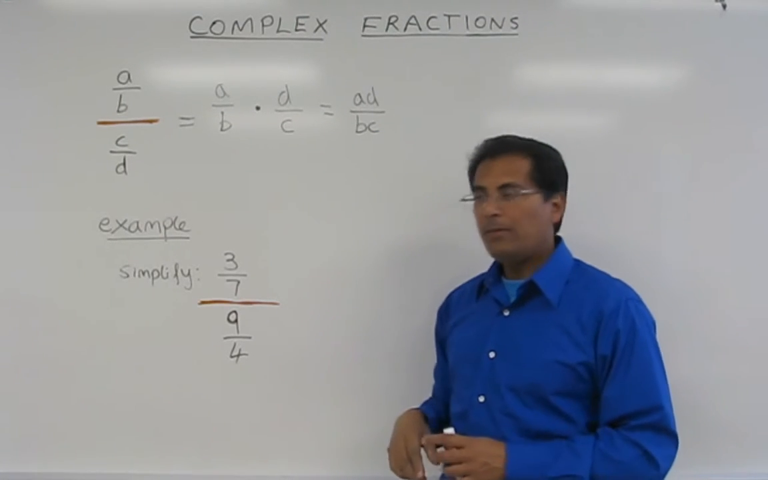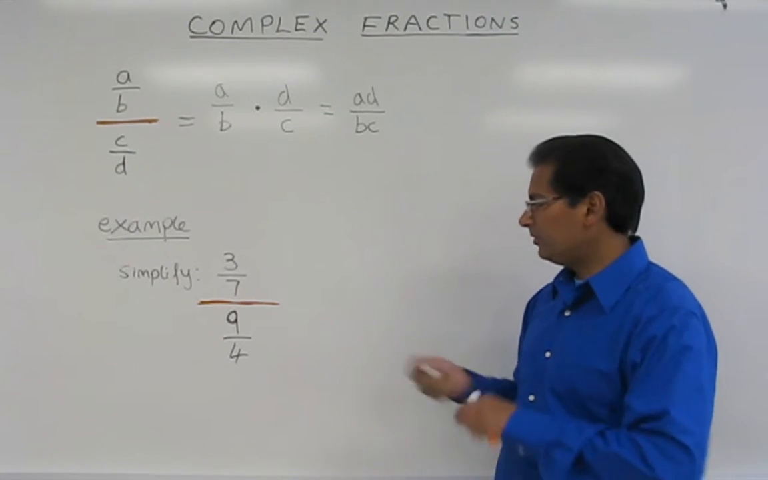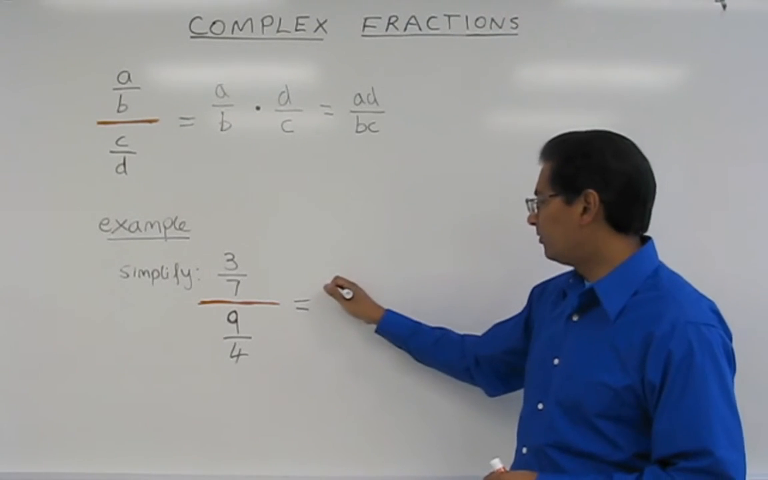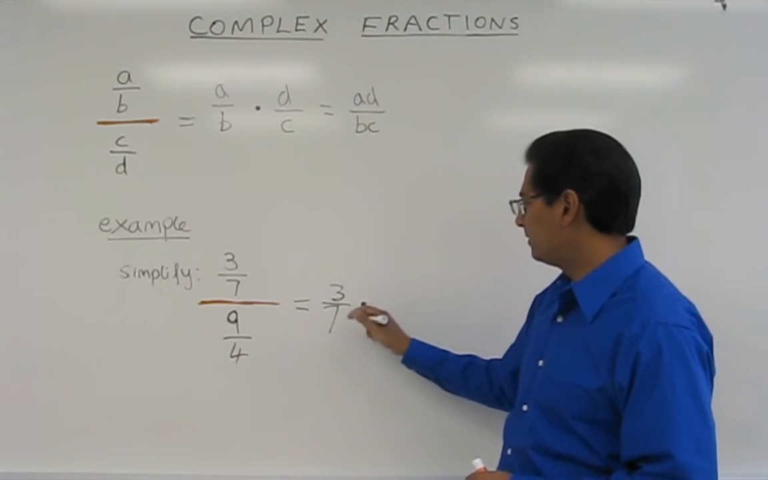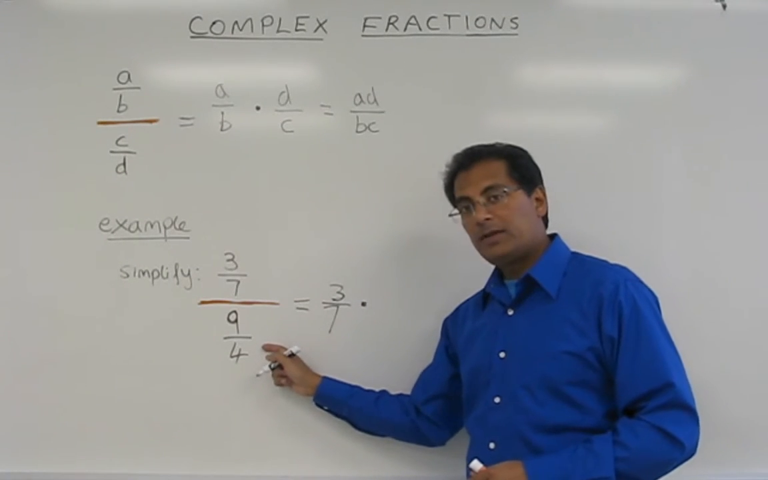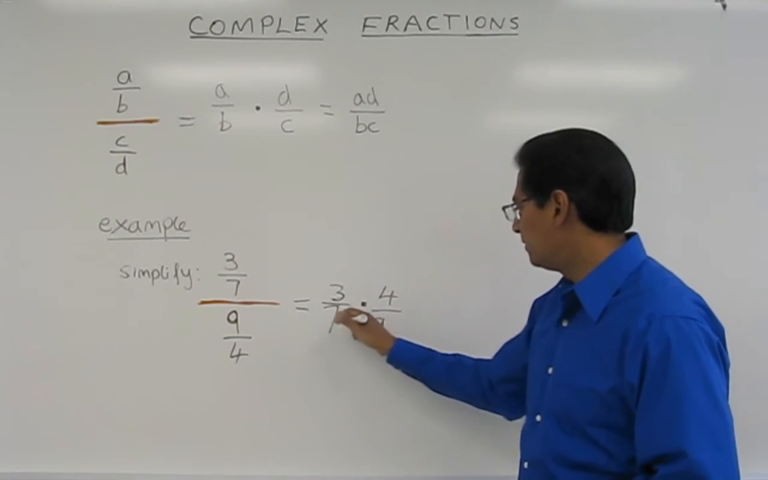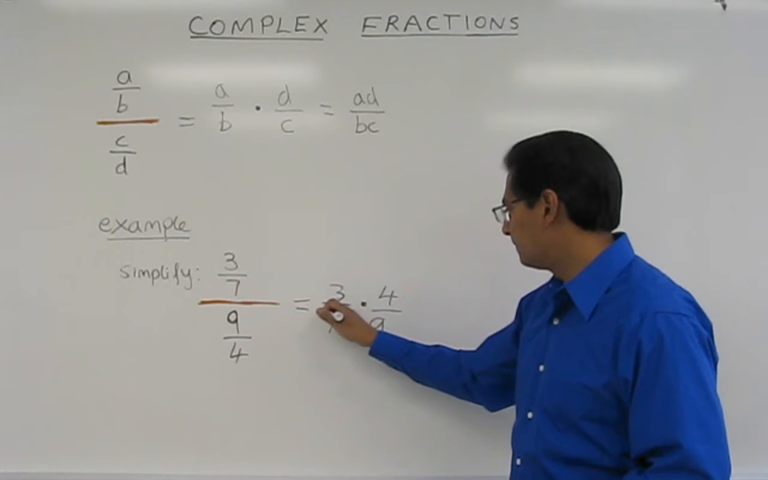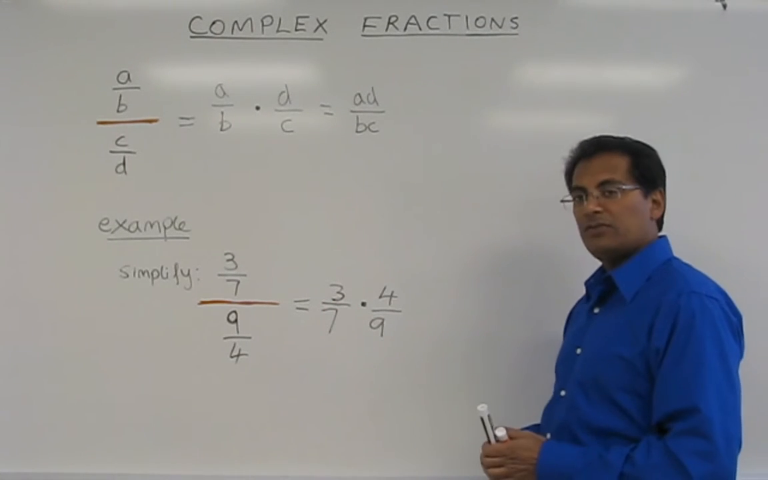So let's take an example. If we have 3/7 divided by 9/4, that's equivalent to 3/7 times, well, we flip this one, this becomes 4 over 9. So we have 3/7 times 4/9. And then we can simplify if we can.